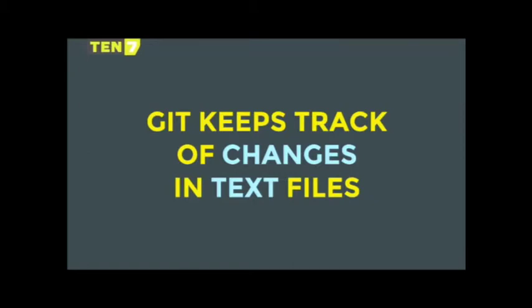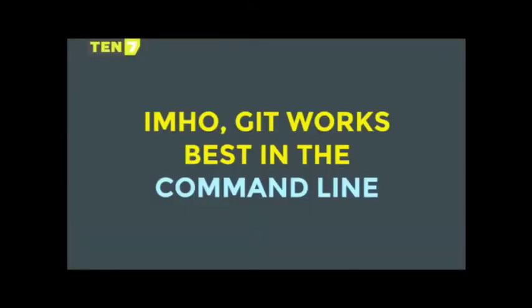Git keeps track of changes in text files. So really what Git is doing is it's keeping a list of all the changes that happen in all of the text files in your Drupal installation. It's really good at doing that. It really works well with text files. It's not so good with images. It's not so good with databases either. But when it comes to text files, which is 99% of the code base, you're pretty good.